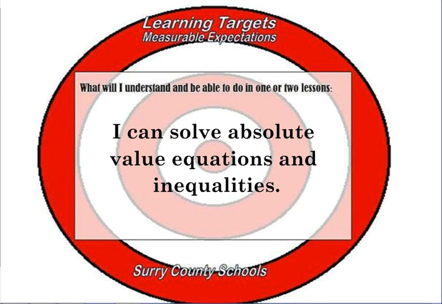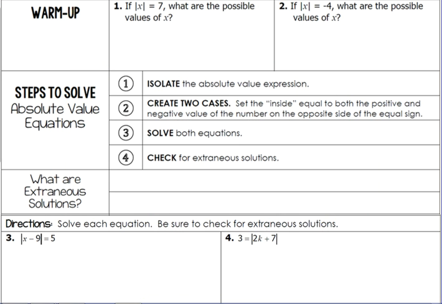Solve absolute value equations and inequalities. So we're going to start with the equations, then we'll shift to the inequalities. So your warm-up there asks, if the absolute value of x equals 7, what are the possible values of x?